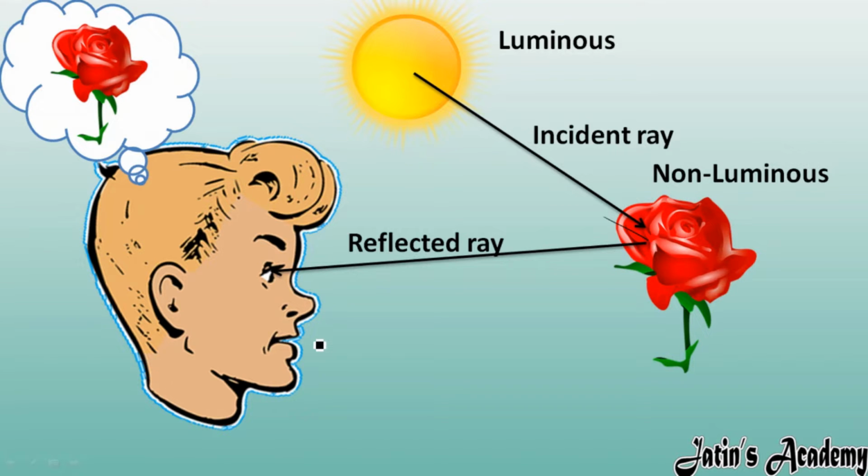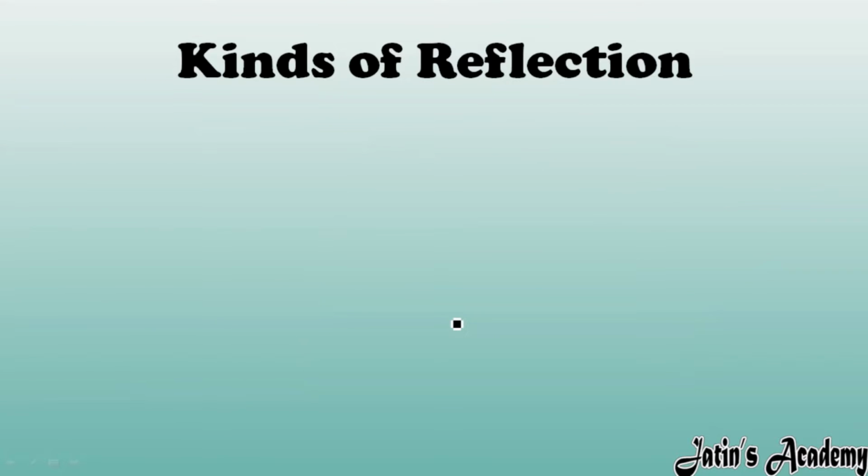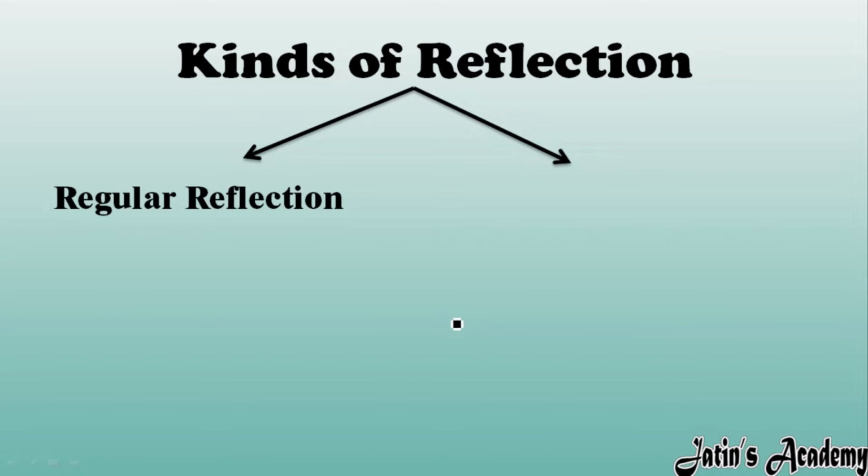Maybe the difference between luminous and non-luminous object is clear to you. Luminous objects are those objects which are able to emit their own light, and non-luminous objects are those objects which do not emit their own light. See, so this is the criteria how we are able to see the non-luminous object. Next we are having kinds of reflection. So here we are having two kinds of reflection. First we are having regular reflection, and second we are having irregular reflection. So one by one we will study what is regular reflection and what is irregular reflection.